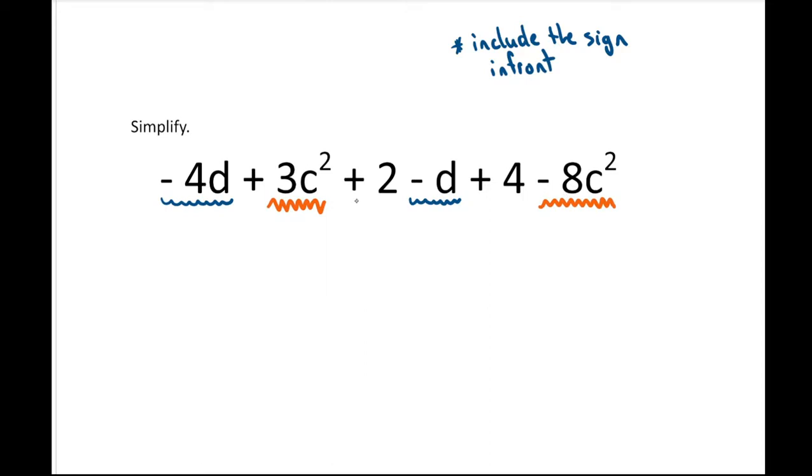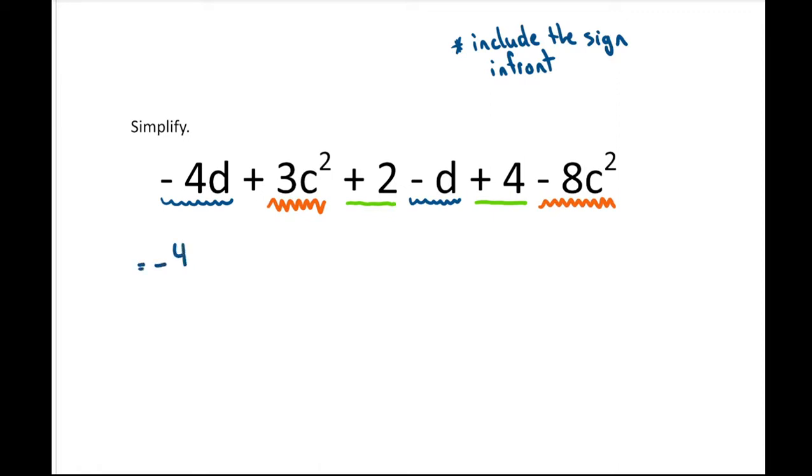Next, my next term is plus 2. So now I'm going to look for any terms that don't have any variables. That can also be an indicator of a like term. And in this case, I do: plus 4. There is no variable attached to the 4, so that would be considered a like term. Next, just for sake of argument, I am just going to rewrite this with things in order.